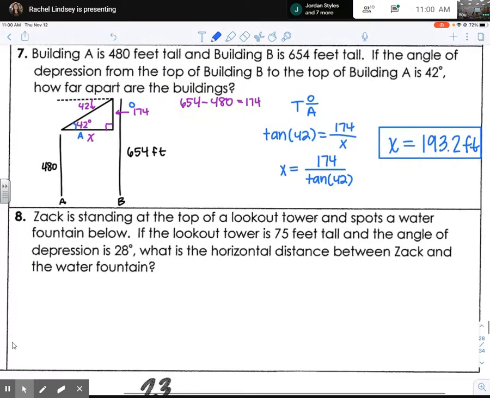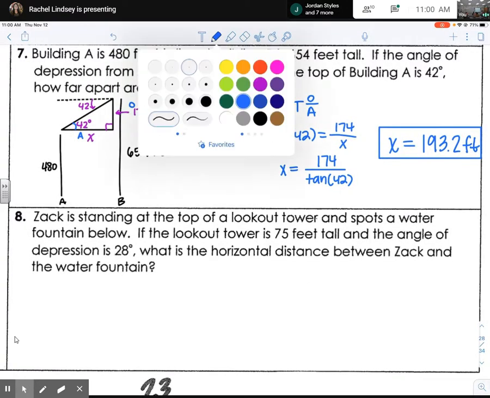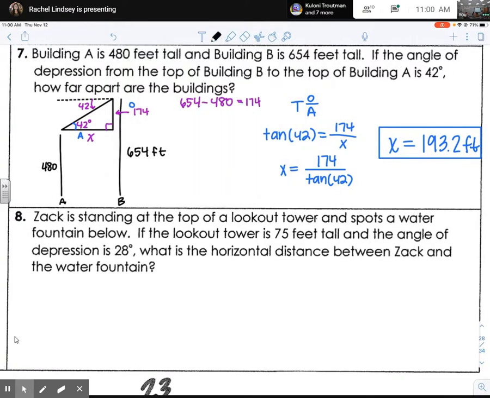Last one for this page. This is basically the end of angle of depression and elevation. You'll see a little bit more later on in practice, but we're gonna just go regular-ish word problems.